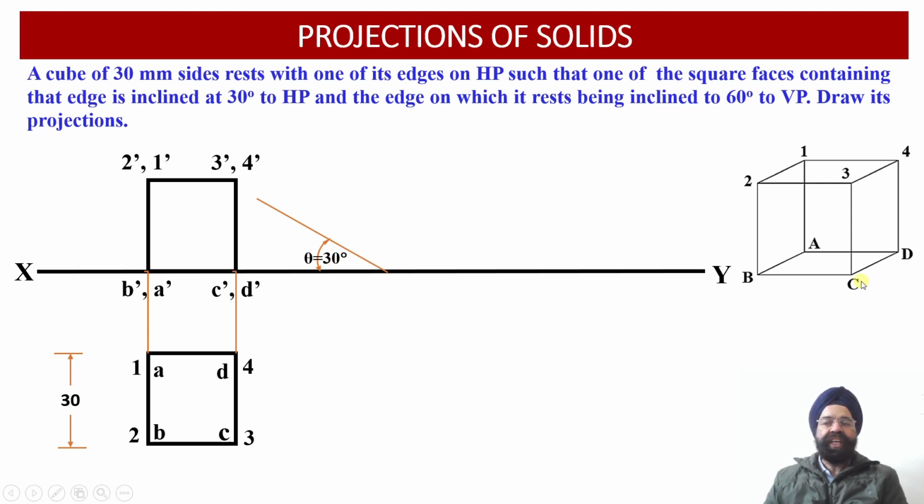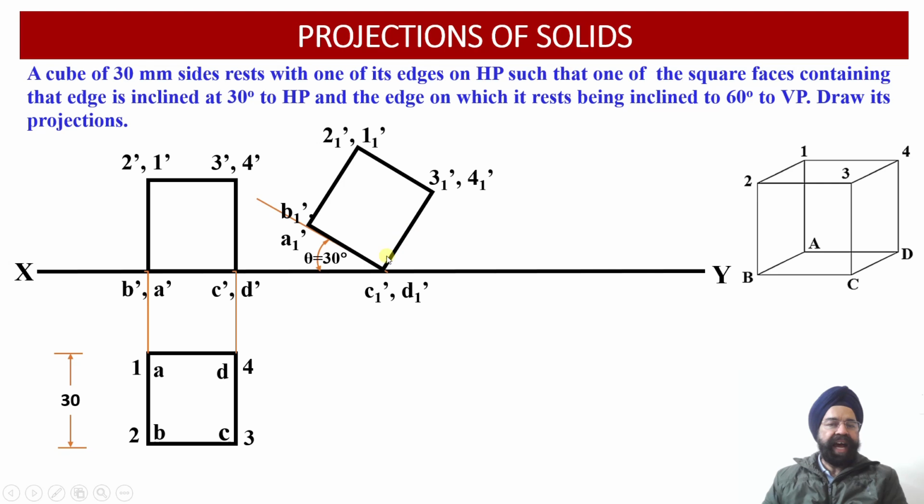So why have we marked this angle as theta? Because these edges B dash, C dash and D dash, A dash happen to be the true length of this particular cube. So now we have to transform this cube over here in such a way that this distance B dash, C dash should be drawn over here as true length, and this height will also be equal to 30 millimeter. So this square projection we have just transformed at an angle of 30 degree over here.